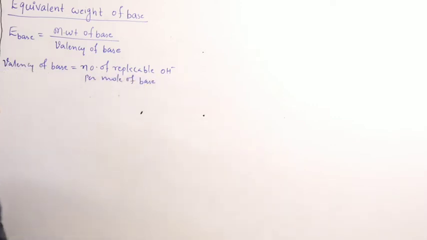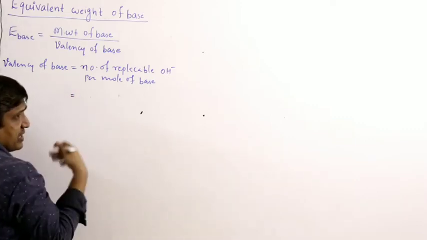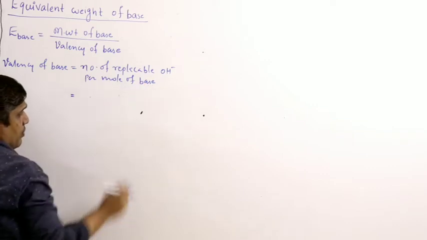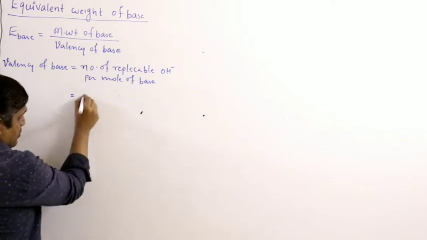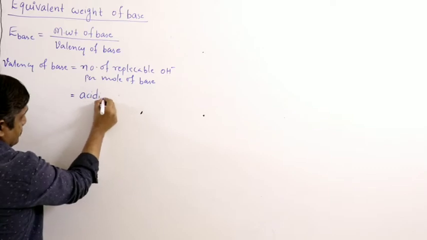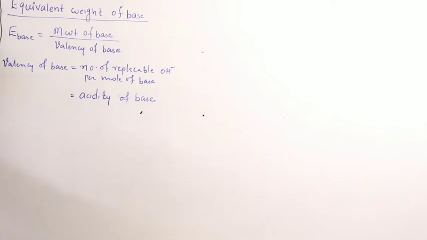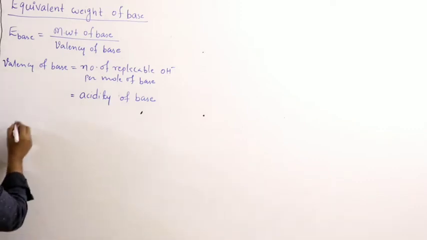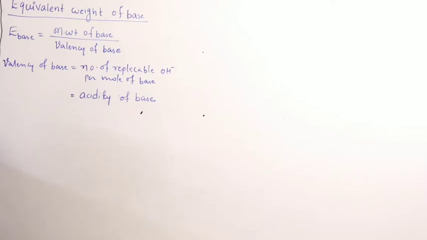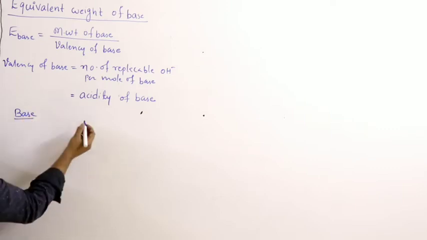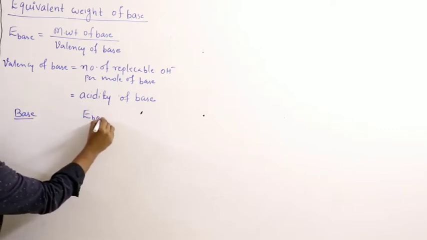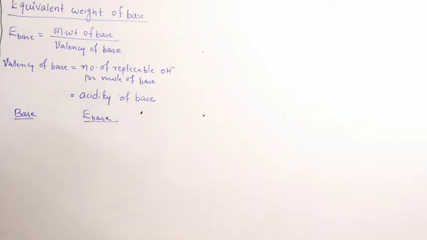So, 1 mole of base can release how many OH minus? So, the number of H plus ions required to neutralize 1 mole of base. The number of moles of H plus ion required is nothing but the acidity of base. We can call it the acidity of base. So, here it is easy. We have to just count the number of OH groups. You don't have to write the structure of the base for equivalent weight of base.